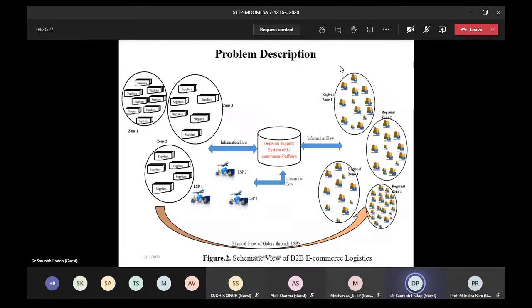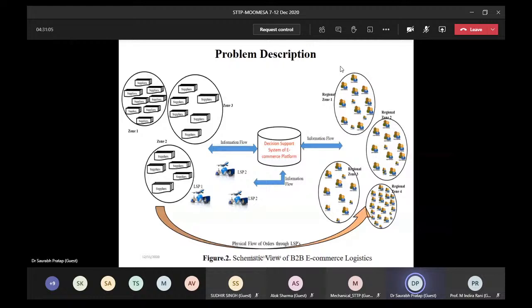So sometimes DHL or a different logistics service provider shares information with the decision support system, like how many vehicles and what type of vehicles are available to transport the goods to the zone, to the customer. So due to proper synchronization of information, there will be minimum delay during delivery of the product and minimization of the transportation cost.